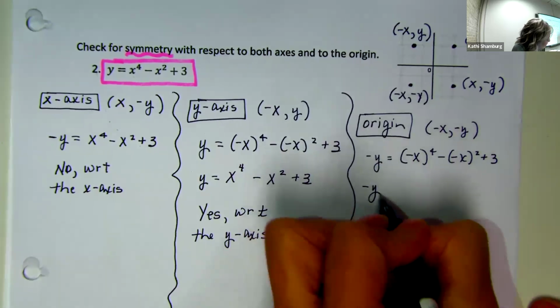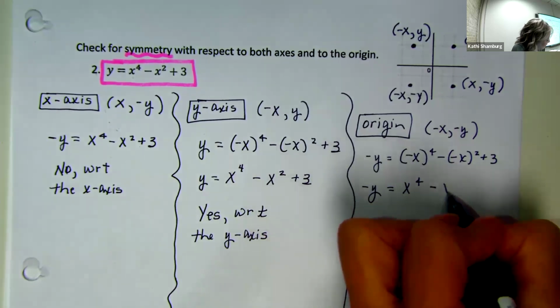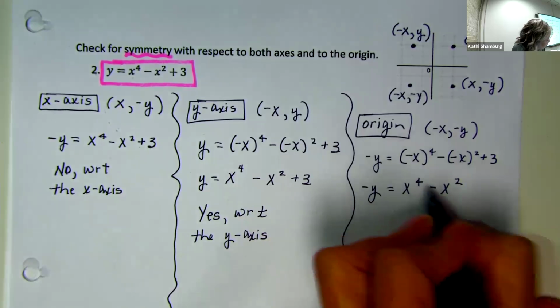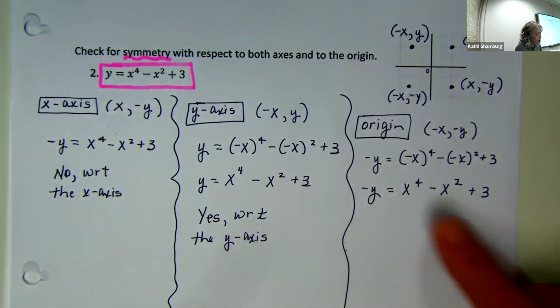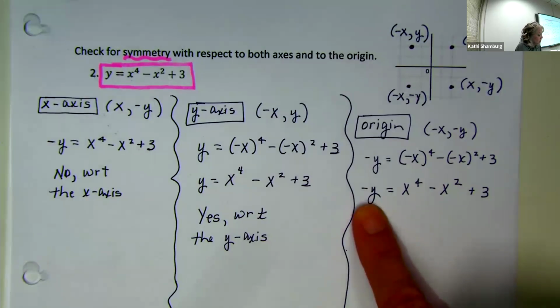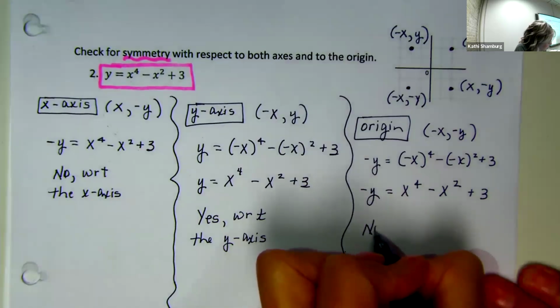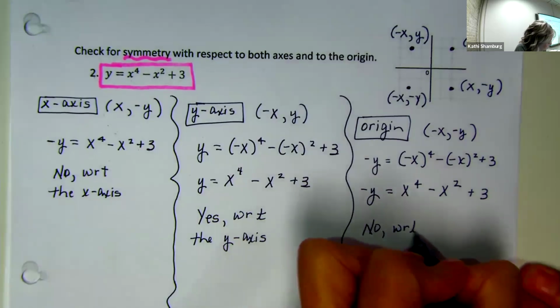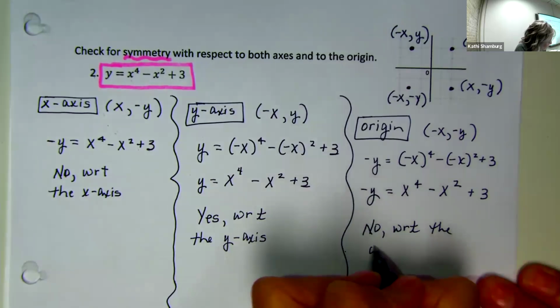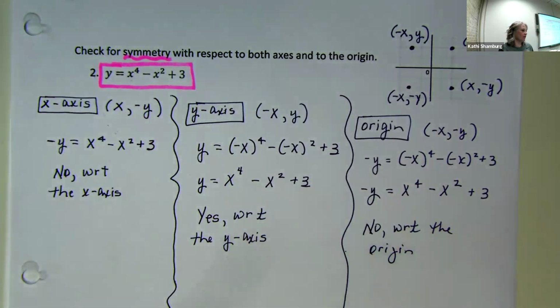Of course, that remains negative y. This would become positive x squared, minus x to the fourth, plus 3. So the right side of the equation is not the same. So my answer would be no with respect to the origin. Now, you can always plug that equation in and graph it and look there, but of course, I want you to know the process. Okay?